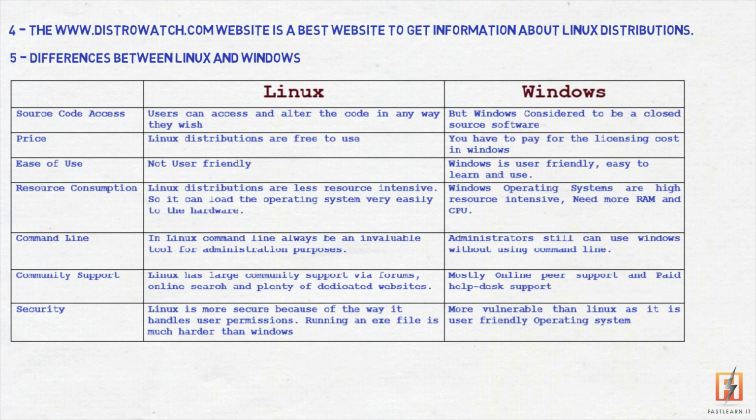Next, resource consumption. When you compare Linux distributions with the Windows operating system, Linux distributions are less resource intensive, which means it will not consume that much RAM and CPU from your PC. So performance wise, Linux is more preferred as compared to Windows operating systems.